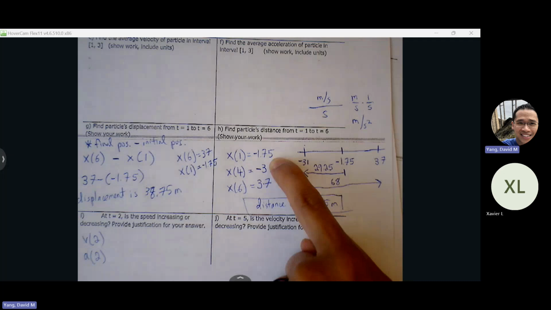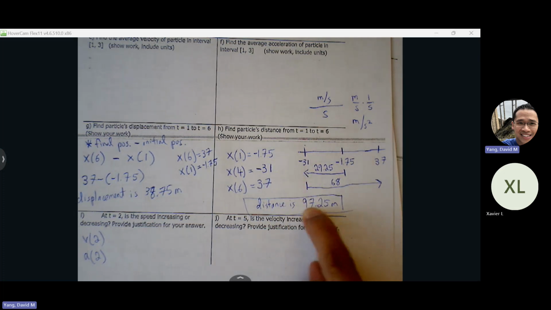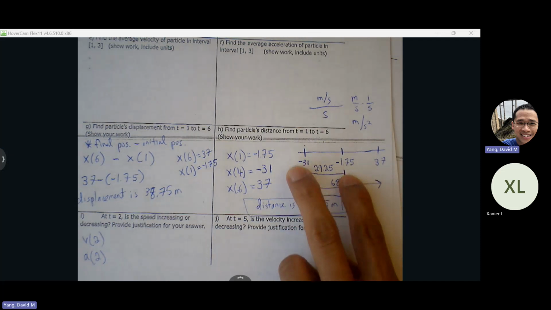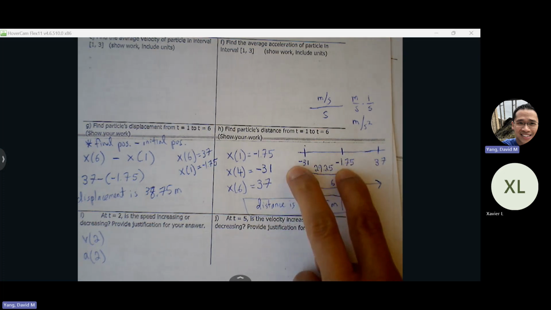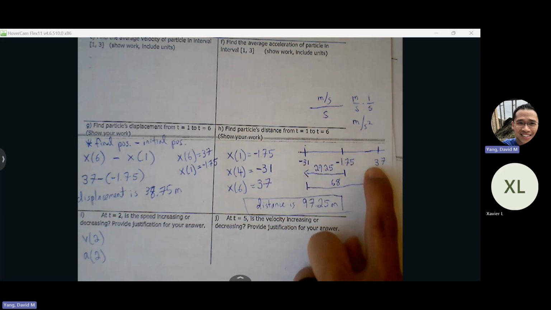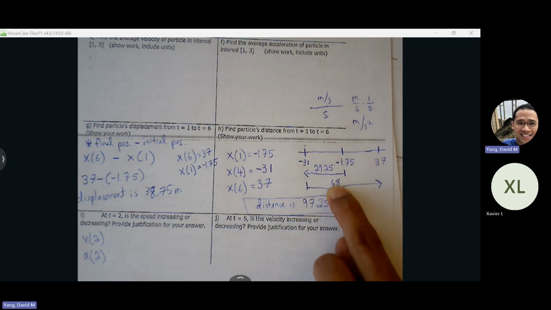Then we're just imagining ourselves walking from this location to this location, and back to this location, counting our steps. At the end of our trip, we total up the number of steps we've taken. From negative 1.75 to negative 31, if we subtract those numbers, it gives us 29.25. If you're ever subtracting numbers in your calculator and you get a negative number, just convert it to a positive number because you're just counting steps. Then from negative 31 to 37, if we count our steps from here to here, that's a total of 68 steps. Add those two together, that's our total distance.